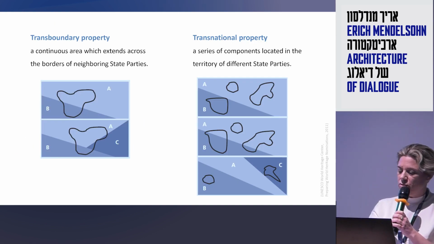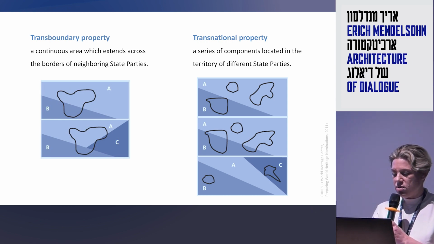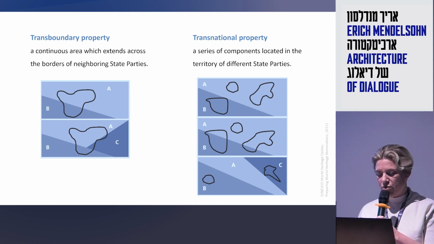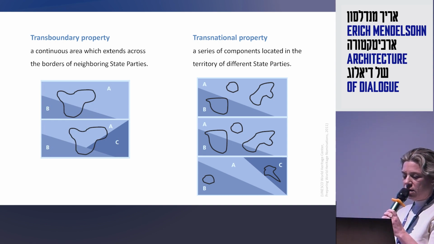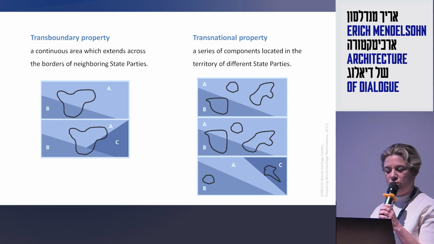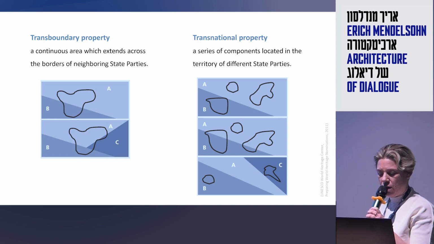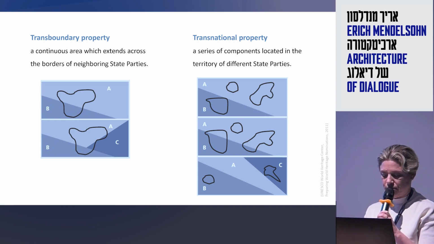A transboundary property is a continuous area which extends across the borders of neighboring state parties. Since it is one geographical area divided by current international borders, it will often be related, as we will see shortly, mainly to natural heritage phenomena. On the other hand, a transnational property is a series of components located in the territory of different state parties, meaning it is a collection of components relating to a shared theme rather than to one physical area, and therefore might be more inclined to cultural thematical nomination.